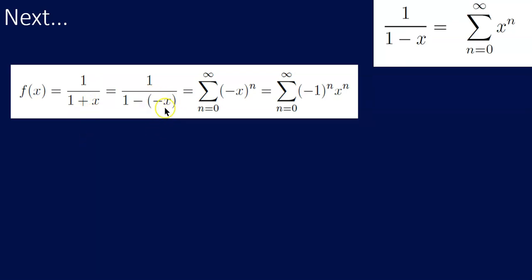So this is my something. This gets placed here. I'm going to simplify. Negative x is the same thing as negative 1 times x. So I've got negative 1 to the n, x to the n. Did I say to the x? Oh, no.